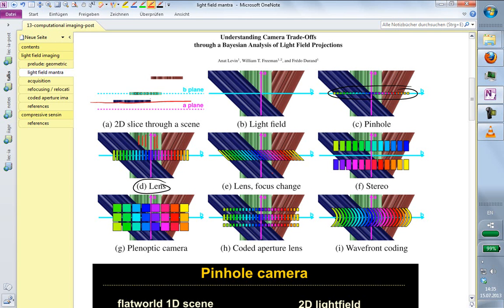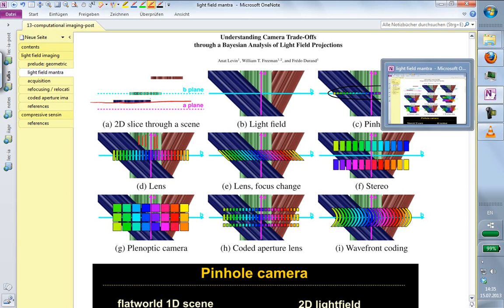So what we've seen here is the lens, this time focused on the blue object. Okay, so that is what your conventional camera does in terms of light field.